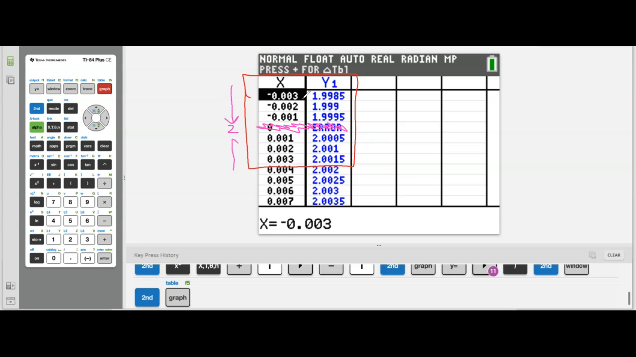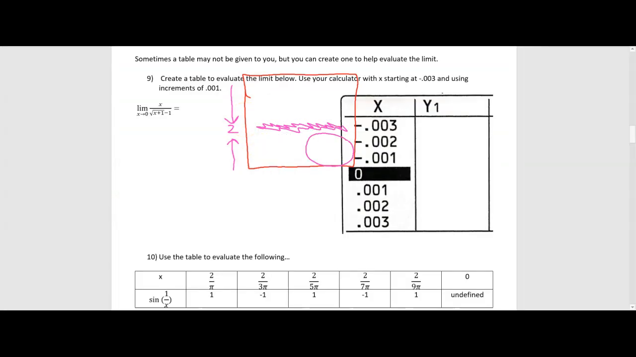Same thing if we come in from the positive side. Right? If you look at these numbers right here, they are getting smaller. Right? 2.0015 is larger than 2.001, which is larger than 2.0005. And they are eventually converging to 2. So the answer to our question here would be 2. And again, you could fill in those values on your table from your calculator, but I'm not going to do that for sake of time.